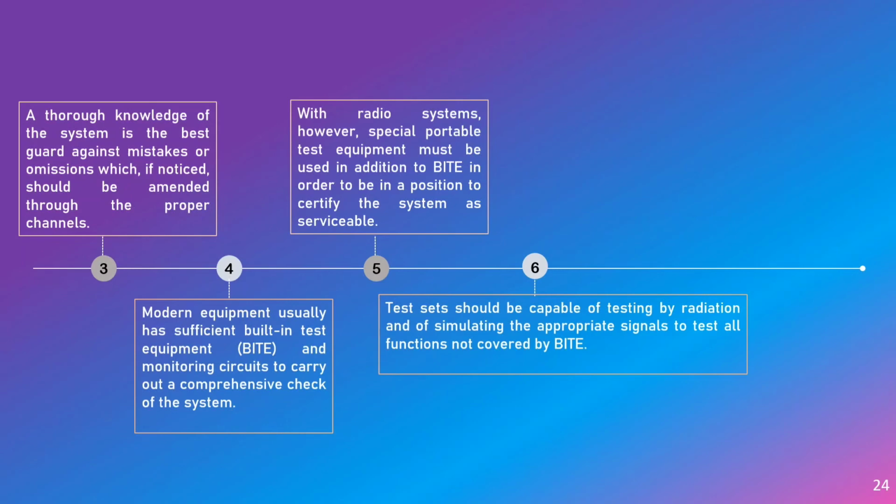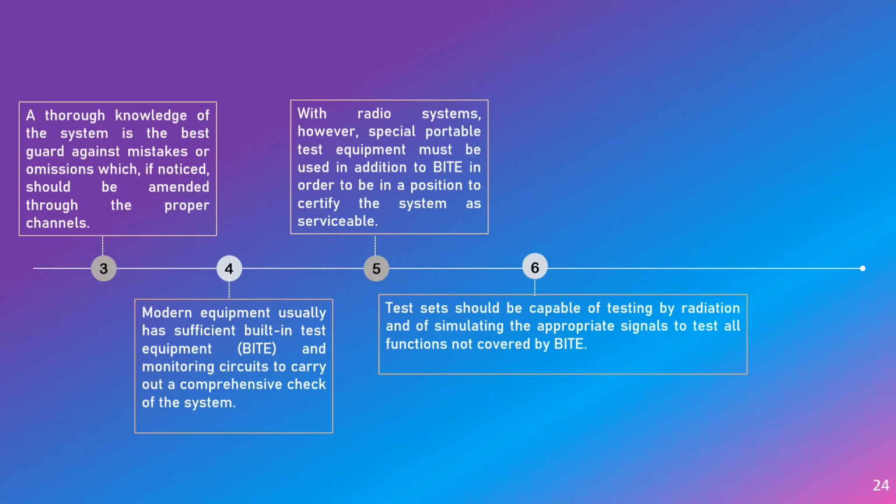Modern equipment usually has sufficient built-in test equipment, BITE, and monitoring circuits to carry out a comprehensive check of the system. With radio systems, however, special portable test equipment must be used in addition to BITE in order to be in a position to certify the system as serviceable. Test sets should be capable of testing radiation and simulating the appropriate signals to test all the functions not covered by BITE.